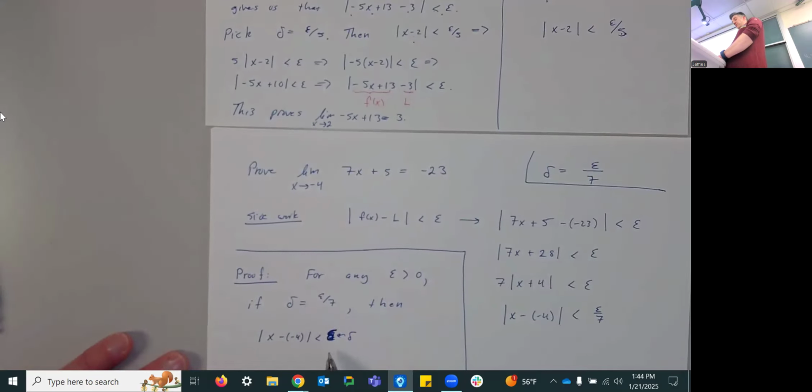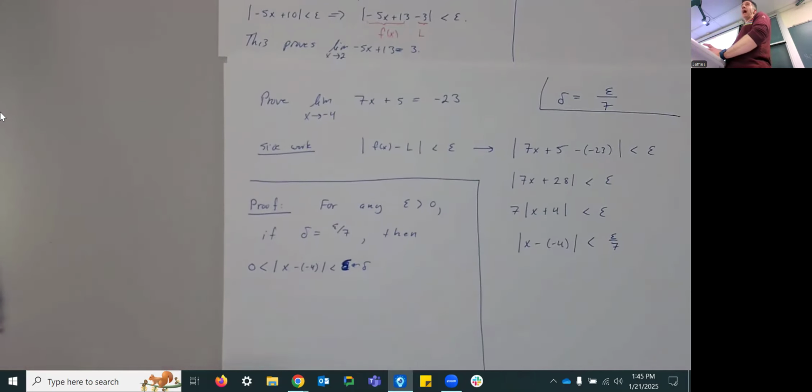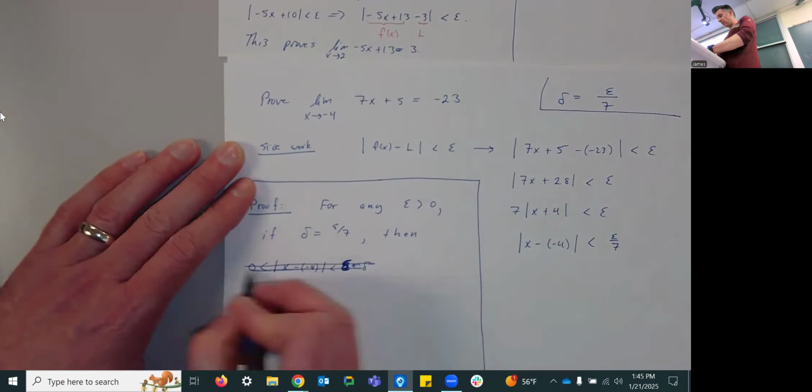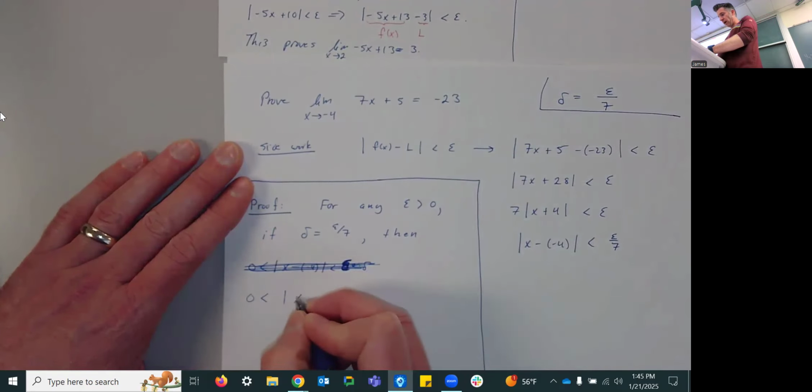The thing I was trying to say before I got distracted is that we should have a greater than 0 here. It is important to note that x is not actually equal to negative 4. We're getting really, really close to negative 4, but not actually getting to it, because the limit doesn't care what happens at the value x is approaching. And again, I'm going to cross this out completely and write it again.